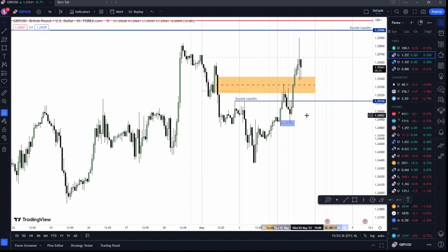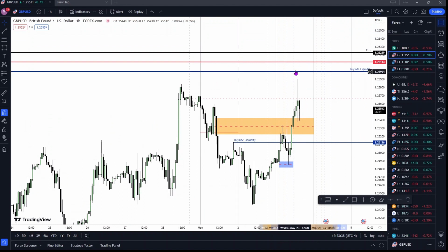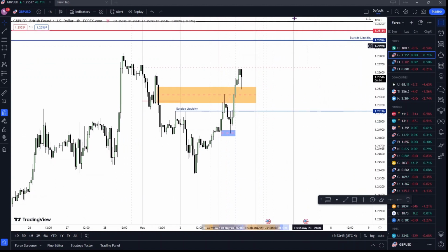But yeah, that's all for now. Again, expectations: I want to see this high get taken, and I'm expecting higher prices, and then eventually a reversal next week or going into Friday. I want to see price start to fall.